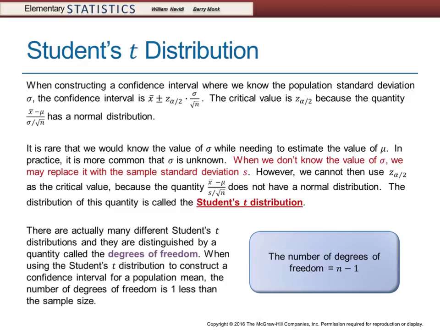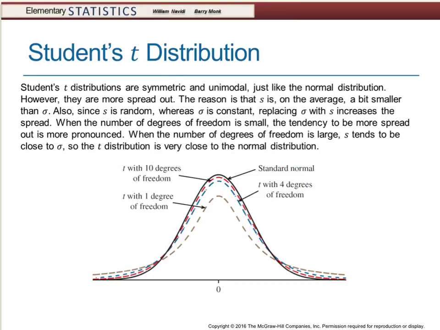There are actually many different student t-distributions. They are all distinguished by a quantity called degrees of freedom. When using a student t-distribution to construct a confidence interval for a population mean, the number of degrees of freedom is one less than the sample size. Student t-distributions are symmetric and unimodal, just like the normal. However, they are more spread out.